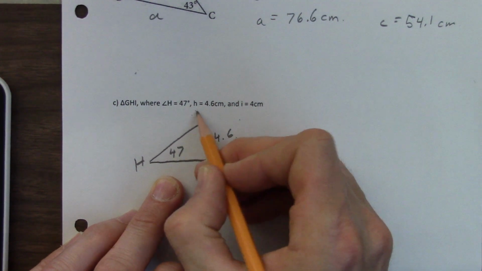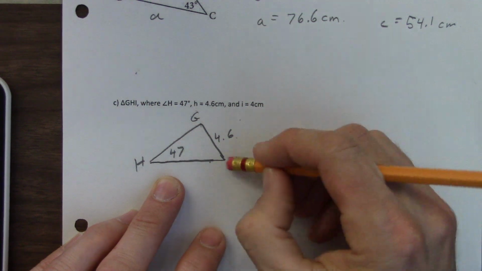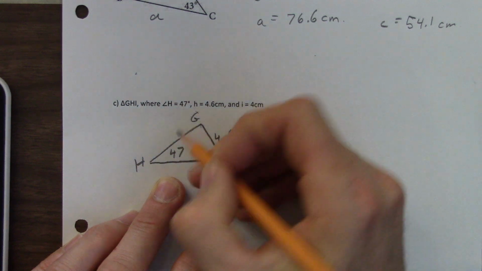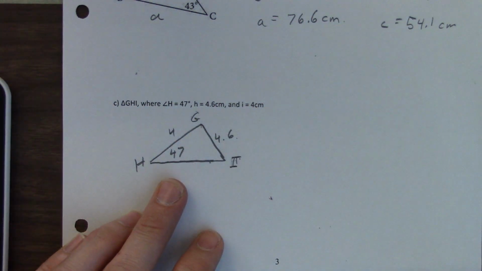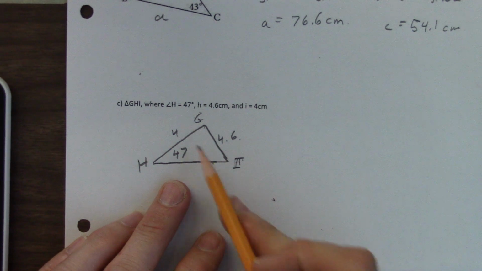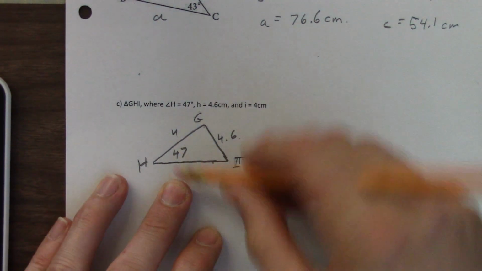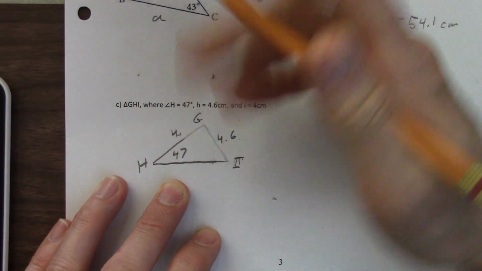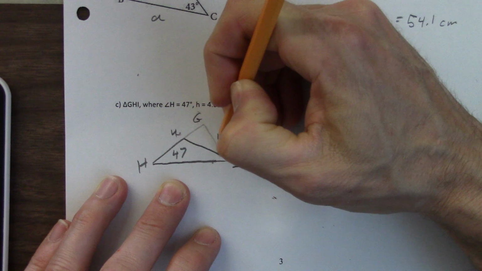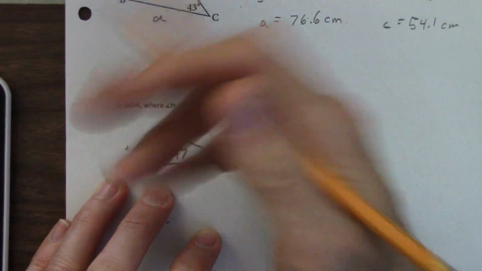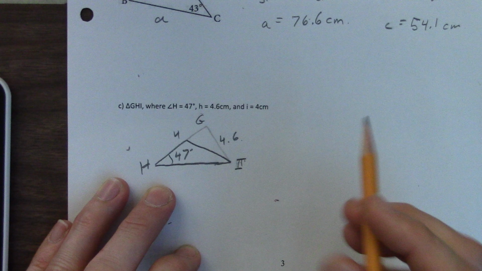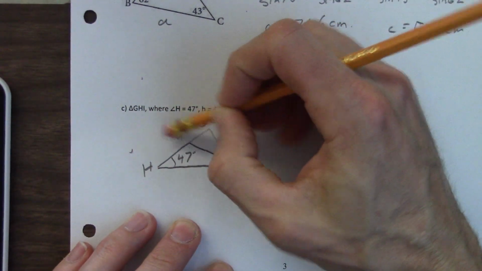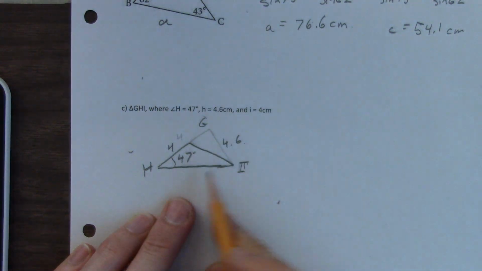H, G, H, I. And it says I is 4. Okay, I clearly drew this triangle wrong because I have the 4 looking bigger than the 46, so I can adjust that. Because we don't know the other angles, I was just guessing, but now that looks a little better, right? Keeping that 40-degree angle still the same. That's it. That's enough information. We have 2 sides and an angle. We should be good to go.